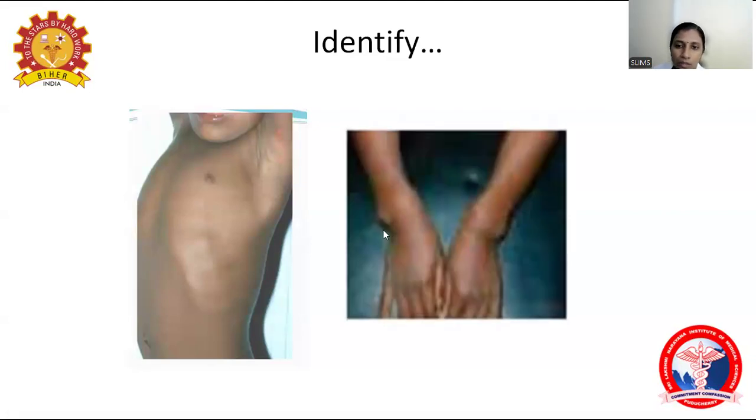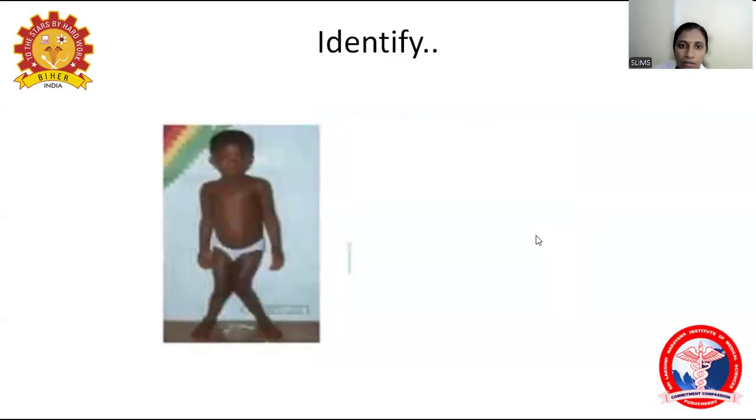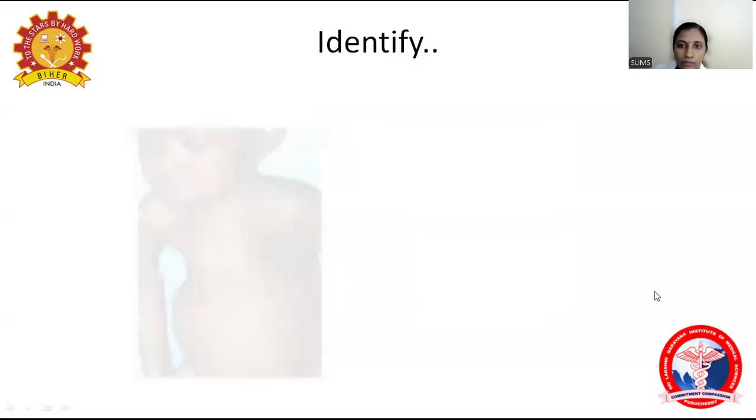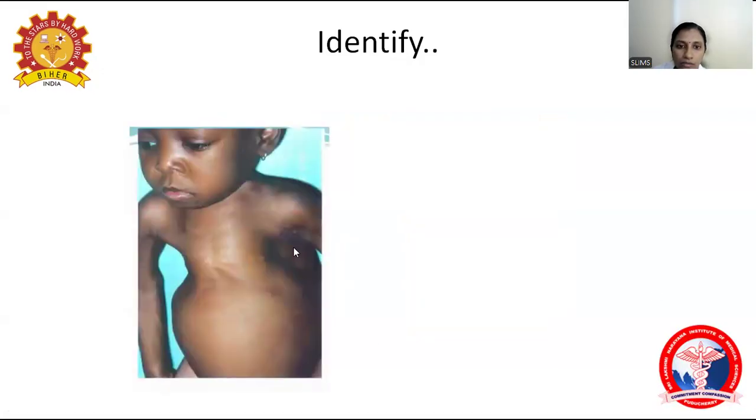Here, where the image quality is not so good, I hope you can identify the widening of the wrists. Here you see the two knees knocked together, and you can see the L shape which I'm trying to mention, isn't it? So this is genu valgum, and bow legs, which is genu varum. This is the Harrison's groove or Harrison's sulcus, and a pigeon-shaped chest.